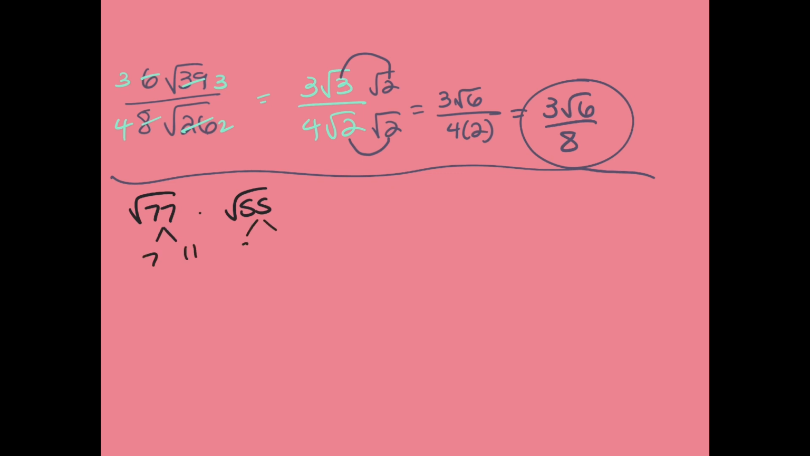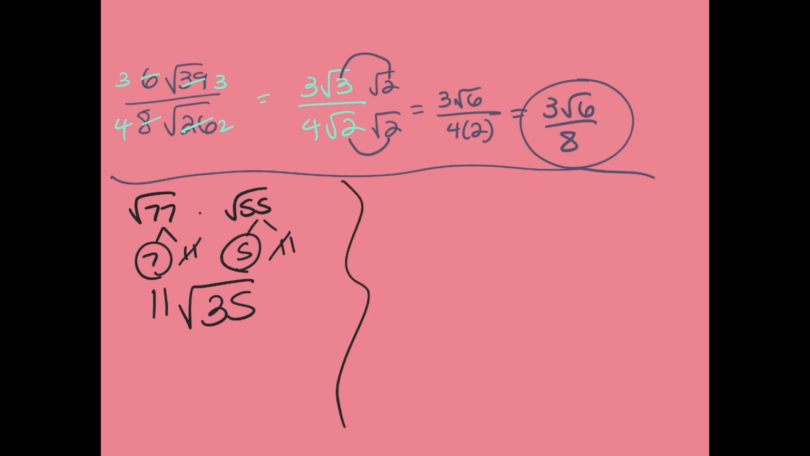Square root 77 and square root 55 can be broken down. 77 is 7 and 11. 55 is 5 and 11. 2 11s means one goes to the outside, and then 7 times 5 stays underneath.